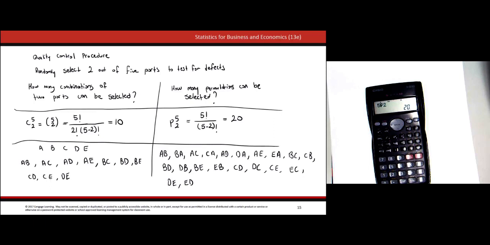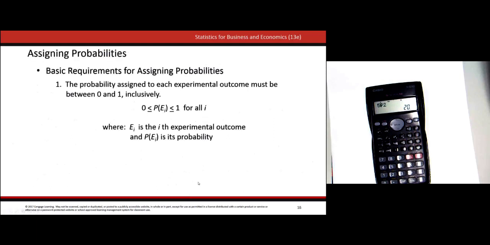So now the permutation, selection of order matters, combination order doesn't matter. Now we will discuss basic requirements for assigning probabilities. How do you assign a probability to an outcome? First of all, probability can never be less than 0, it can never be larger than 1. So it has to be between 0 and 1 inclusively.